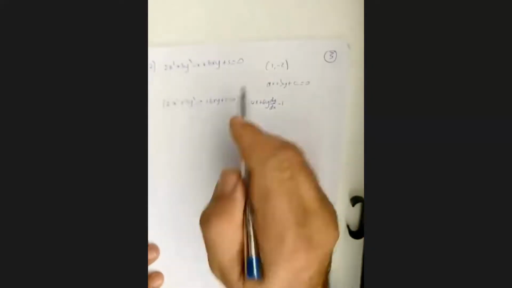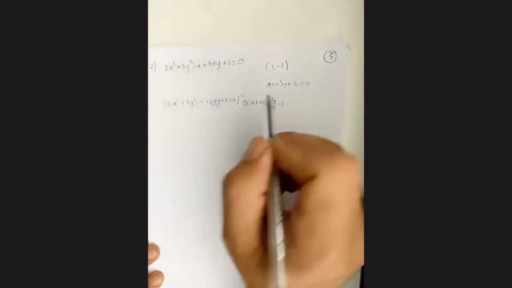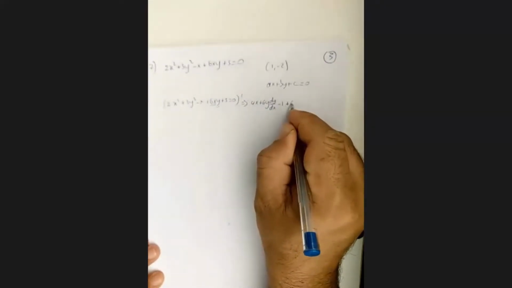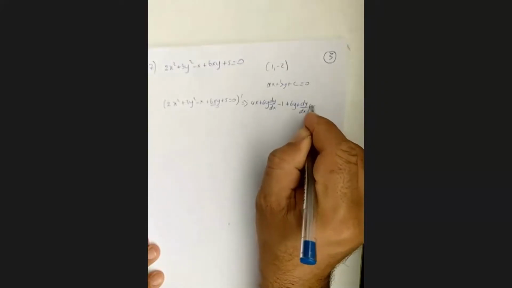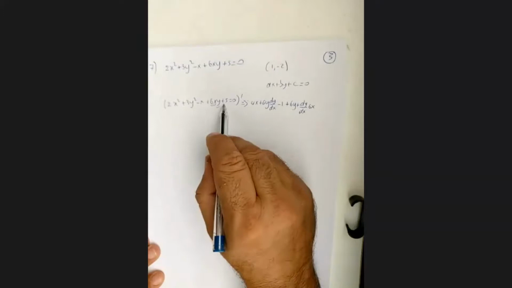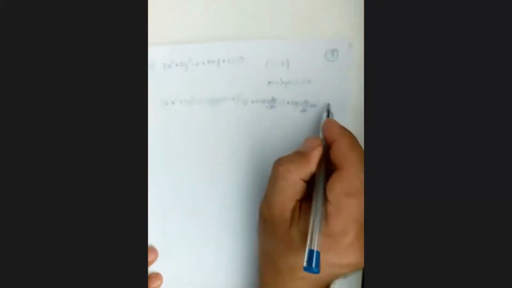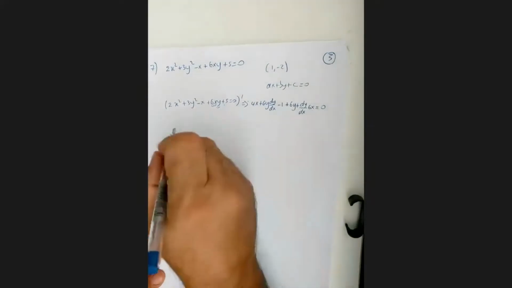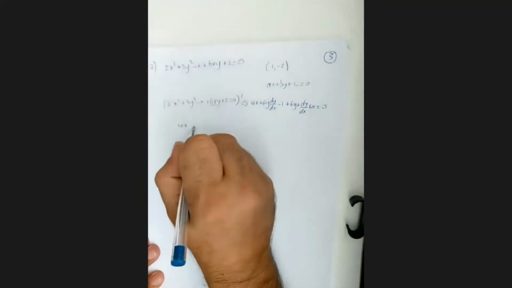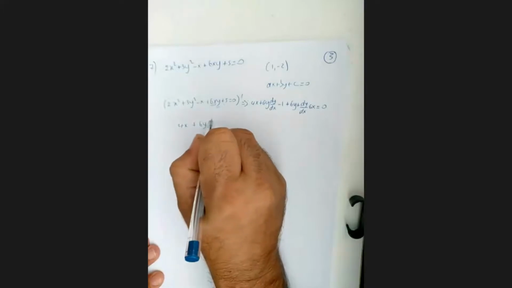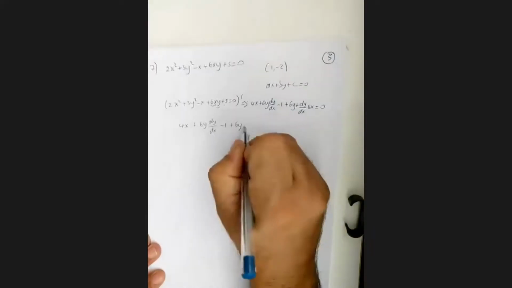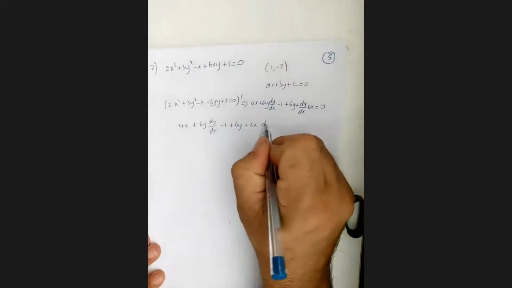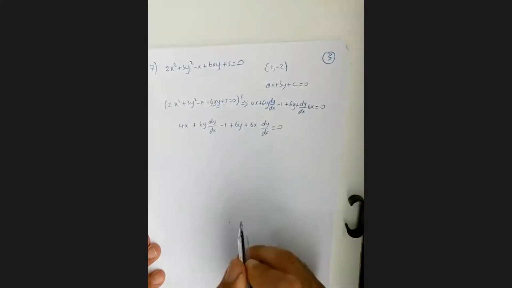And we have a product here, 6x times y. Derivative of the first, derivative of 6x, is 6 times y. Derivative of y is dy over dx times 6x. Derivative of 5 is 0 and derivative of 0 is 0. So 4x plus 6y dy over dx minus 6 plus 6y plus 6x dy over dx is equal to 0.